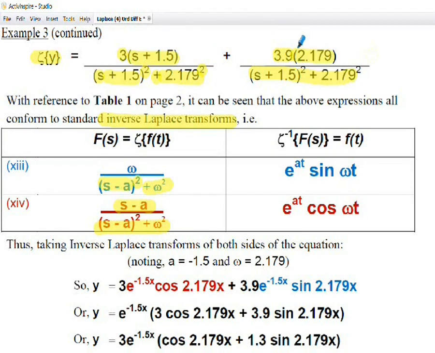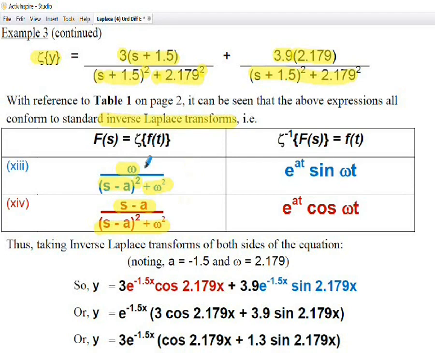Again, that 2.179 is effectively our omega. We have an omega upon the omega squared term of 2.179 squared there. So again, we've got the format we need for the inverse Laplace transforms. So all we need to do now is actually apply those transforms.